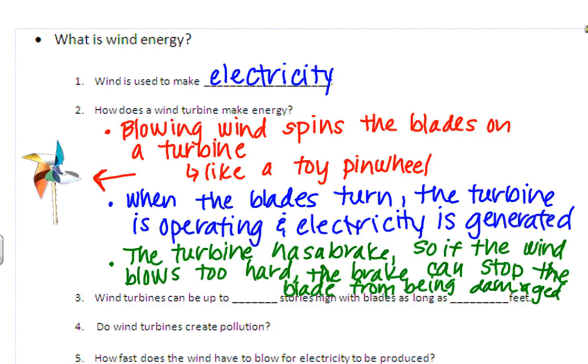So I'll stop so that way you can catch up on that. The blowing wind spins the blades on a turbine like a toy pinwheel. When the blades turn, then the turbine is operating and electricity is generated. The turbine has a brake though, so if the wind blows too hard, the brake can stop the blade from being damaged.